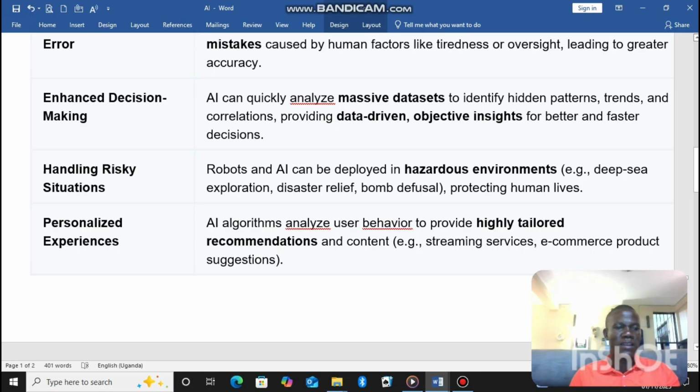Then the last one is personalizing experiences. AI algorithms analyze user behavior to provide highly tailored recommendations and content. Examples: streaming services, e-commerce product suggestion. So I think this one is also clear.